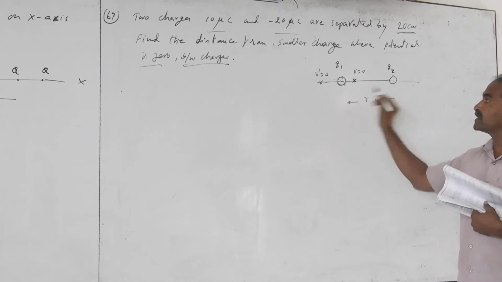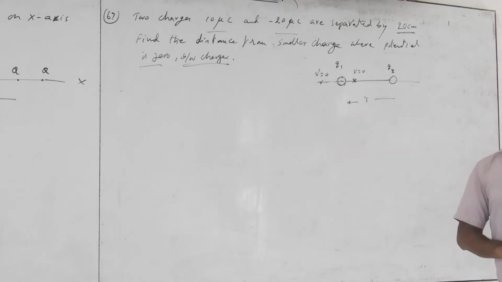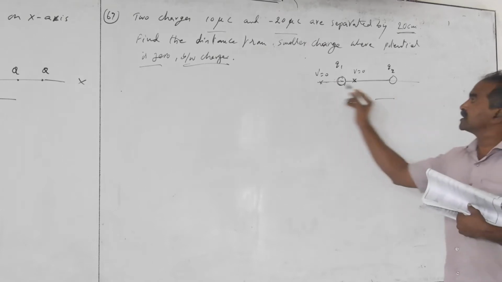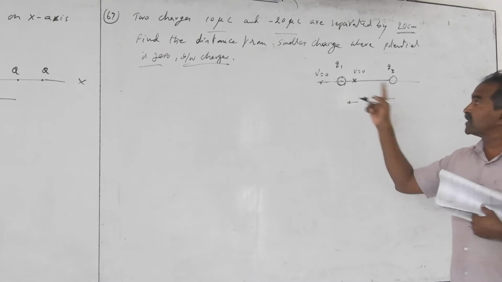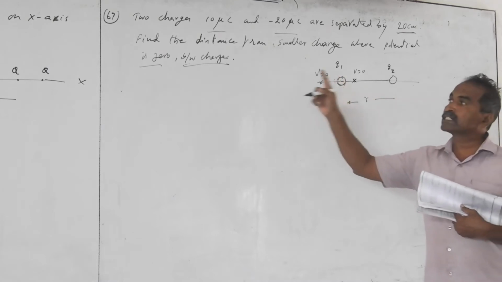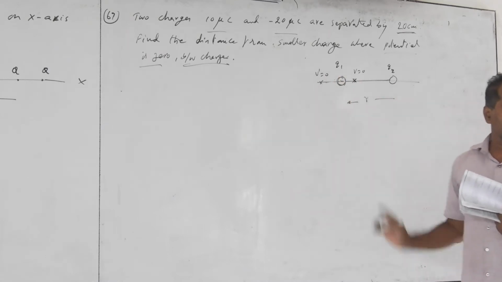So if you take unlike charges, there are 2 points on the line joining the charges at which the potential is 0. One is between the charges, another is outside. The question itself is about between the charges, but I will tell you outside also related to this.